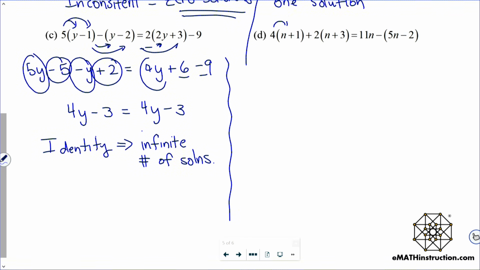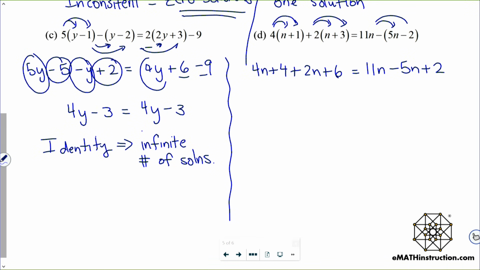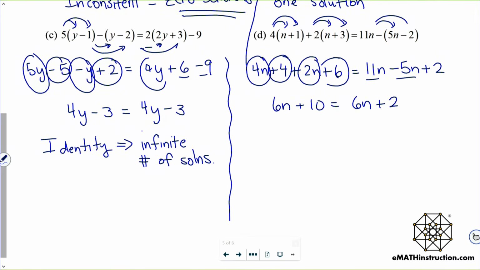All right, let's do that last one. Let's do some more distributive property. Man, we're getting good at that. 4n plus 4 plus 2n plus 6 equals 11n, distribute that subtraction, watch out, minus 5n plus 2. Again, combining like terms, 4n and 2n is 6n. Positive 4 and positive 6 is positive 10. Here I'll have 11n minus 5n is 6n plus 2.